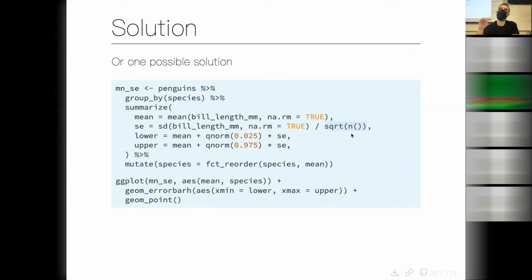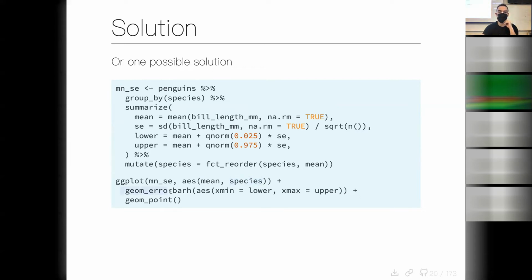okay? In this case, rather than computing the lower and upper boundaries within ggplot, I went ahead and just did it in the data set. So I'm saying lower is equal to mean plus qnorm 0.025 times standard error, upper is mean plus qnorm 0.975 times the standard error, okay? And then I'm doing the mutate here too, so I'm saying my species is factor, reordered species by the mean, okay? Then I'm going to create my plot where I'm saying mnse. I'm going to put mean on the x-axis and species on the y-axis. That species, again, it's a factor that's going to be ordered according to the mean.